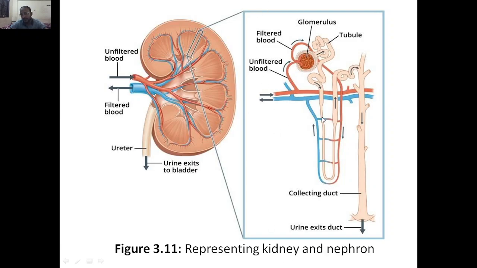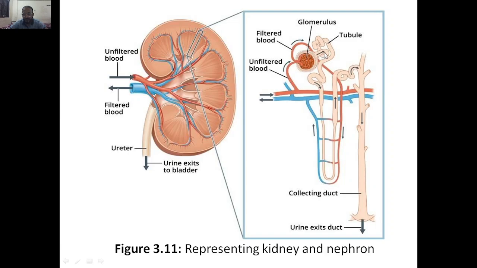One particular kidney has 1 million nephrons, and we are talking about only one nephron here. So all 1 million nephrons will have 1 million glomeruli. All glomeruli are involved in the filtration. The exit of the glomerulus will be filtered blood, and all the waste will be filtered here.